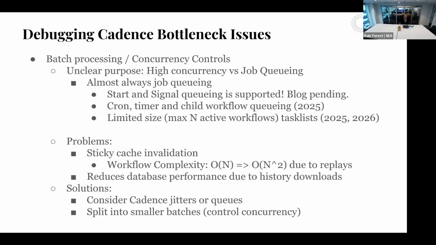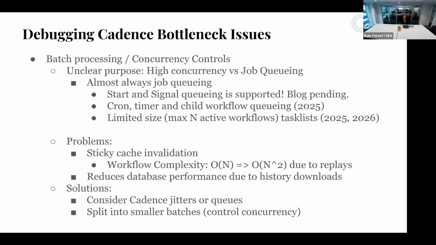Okay, so let's talk about a couple more issues. Batch processing, this was another one. This is actually one of our top focus right now. I think hopefully by the end of H1 2025, we want to be able to resolve all of these issues. One of them is, the main reason this is an issue is that the purpose is unclear. Maybe with an asterisk.